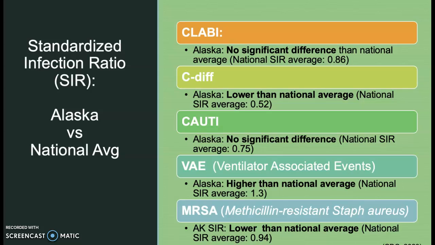So in Alaska, central line associated bloodstream infections, there's no significant difference compared to the national average. C. diff, we are lower on average. Catheter-associated UTIs, we are about the same as the national average. Ventilator-associated events, we are higher on average. And then MRSA, we are lower than the national average.